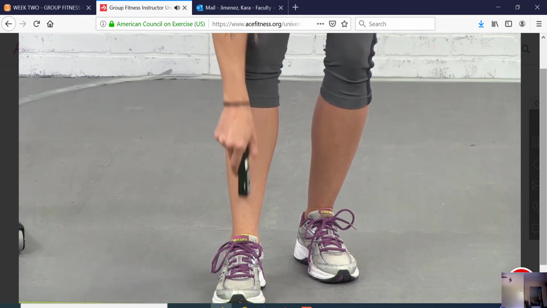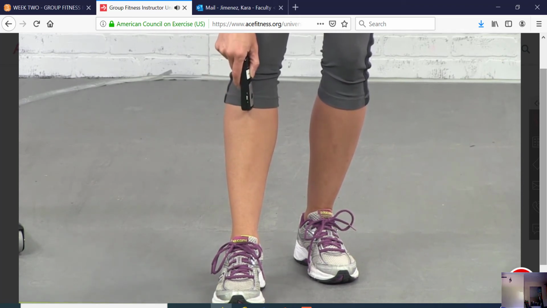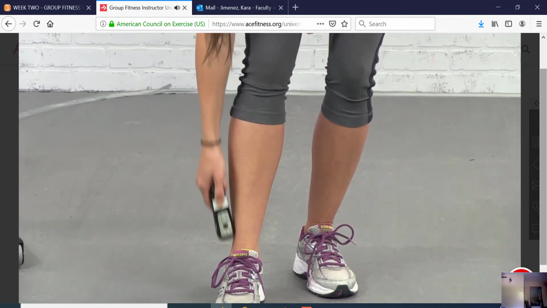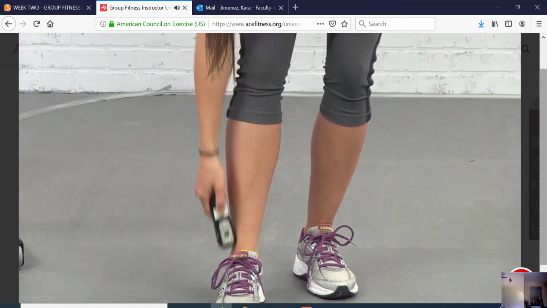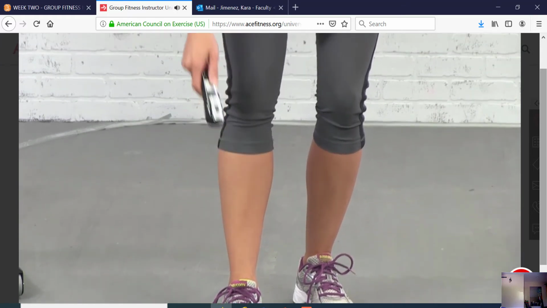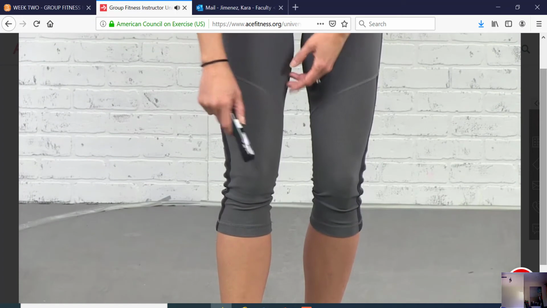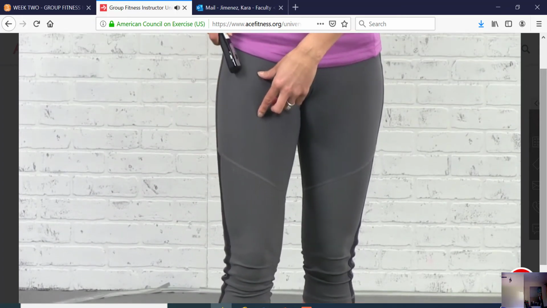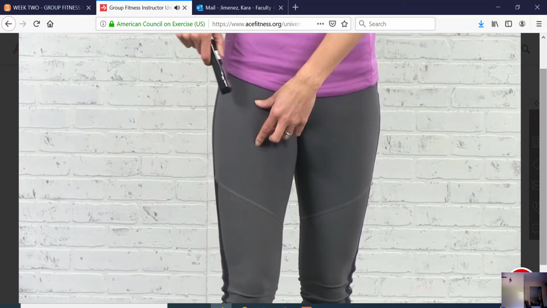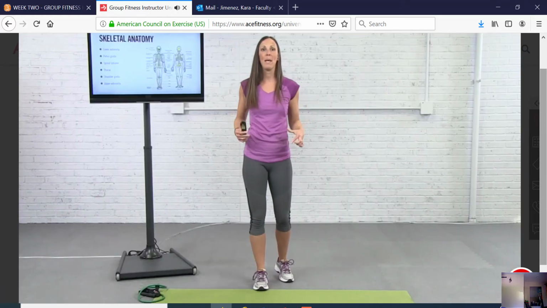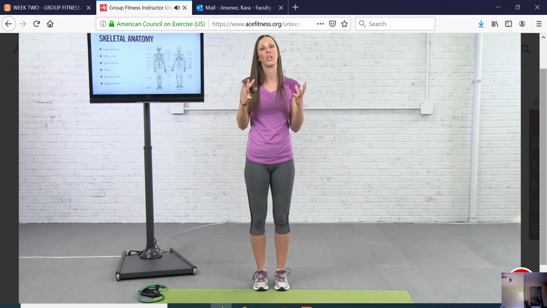Your tibia is the larger bone in your shin. The fibula is the smaller bone that runs on the lateral side. They attach into the ankle joint. They also attach into the knee joint. The knee joint then attaches to the femur, which is the longest and strongest bone in your body. The femur attaches up into the hip. And the hip attaches into what we call the pelvic girdle.